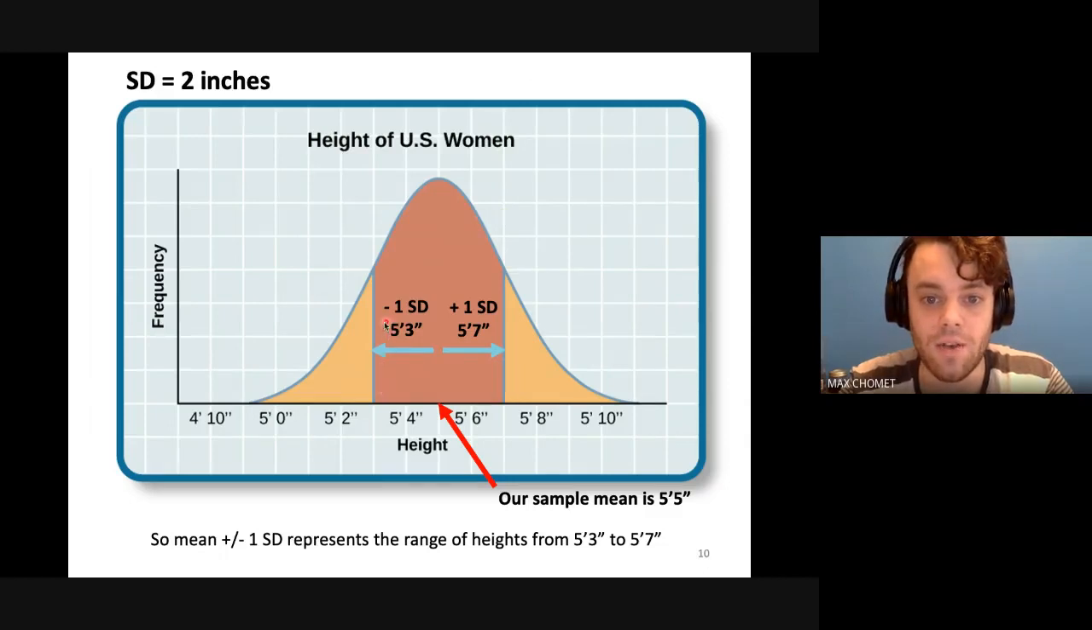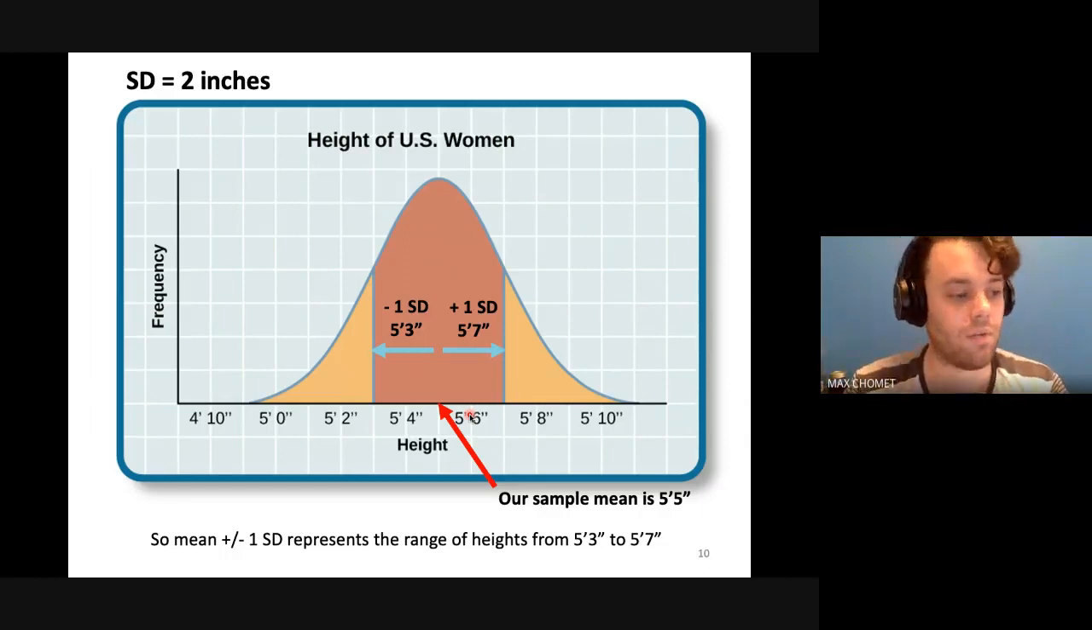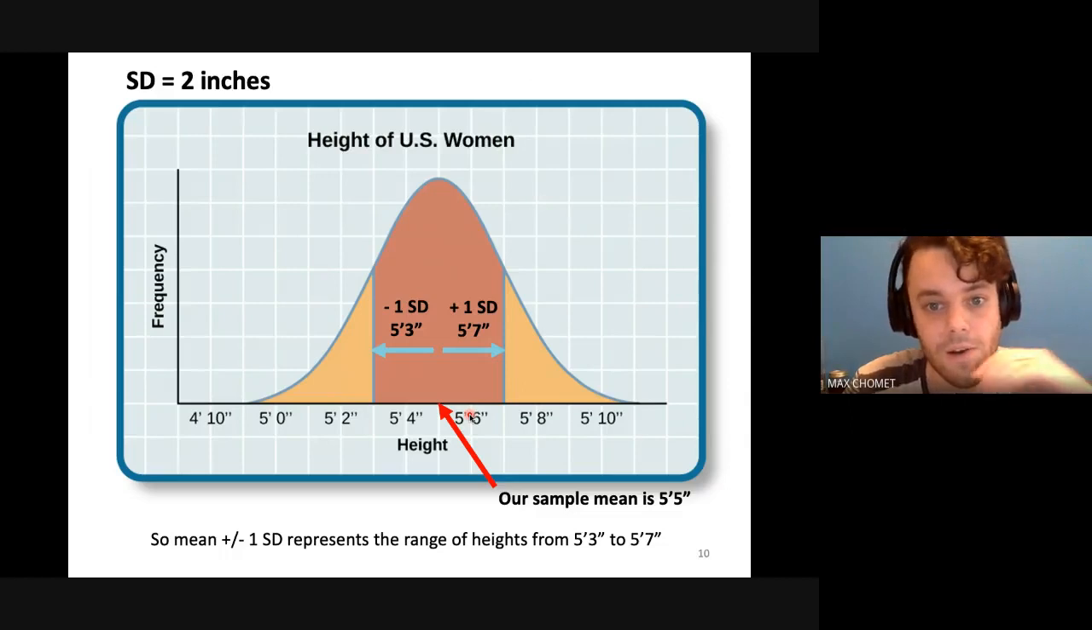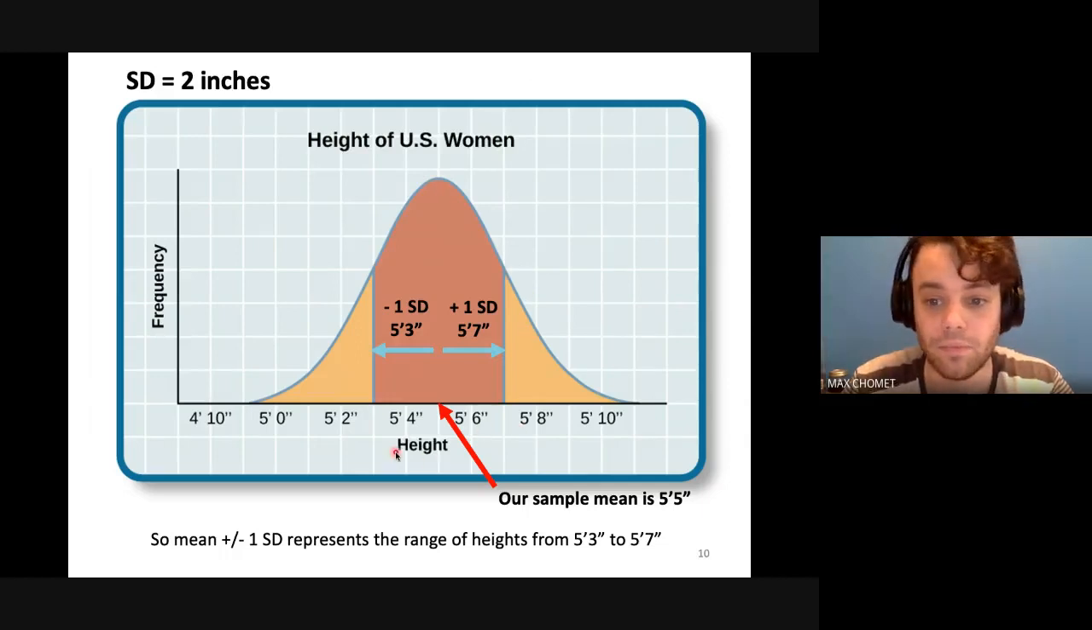Exists in this range within 1 standard deviation of the middle. So if I say the mean plus or minus 1 standard deviation, in this case I mean the range of 5.3 to 5.7. This is a good approximation of where most of my sample exists, within this one standard deviation, because on average, people are this far away from the middle. And so if I say everyone who is this far away or closer, that includes most people.